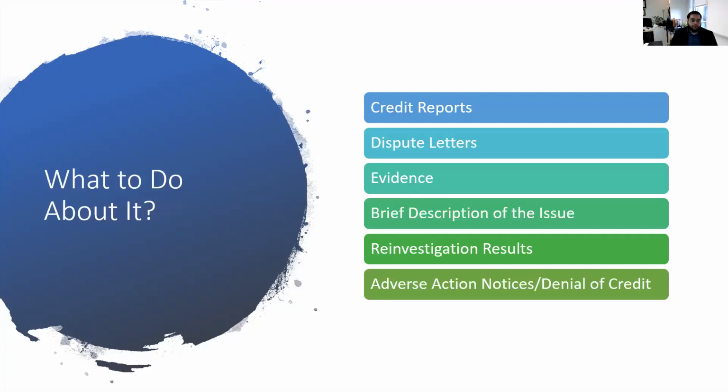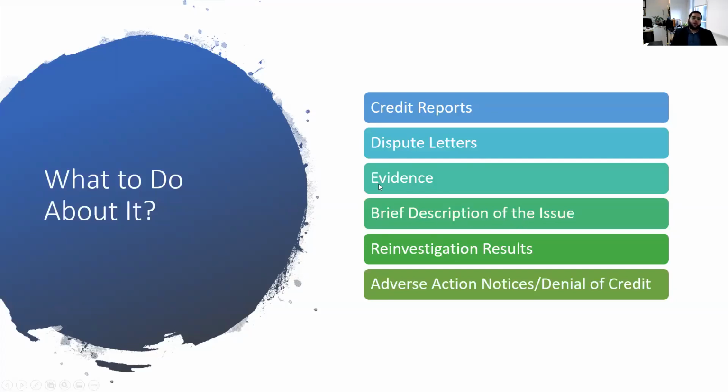We need your credit reports. In order for us to evaluate what's going on, we need to actually see how it appears on your credit reports. We need the dispute letters that you've sent to the credit reporting agencies. If you have copies, please provide them to us. If you have evidence that the information appearing on your credit report is inaccurate or wrong, for instance, if you paid a debt off and you have proof that you made payments, please send us that evidence.